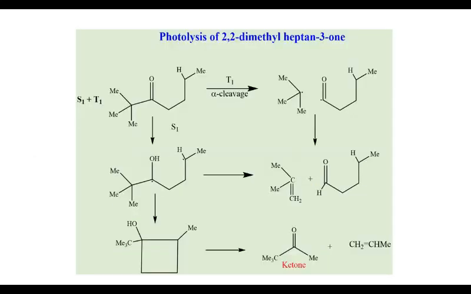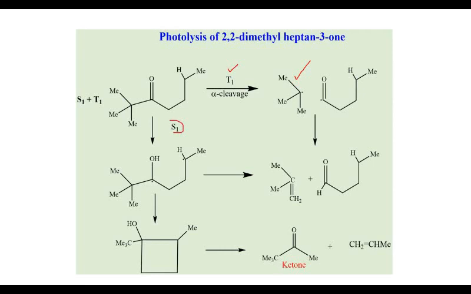Here is an example of photolysis of 2,2-dimethyl-heptanone. Suppose it is in the triplet state, it undergoes alpha cleavage. It will undergo alpha cleavage because it will form a very stable radical. That's why it also undergoes alpha cleavage along with the beta cleavage, or Norrish type 2 reaction.